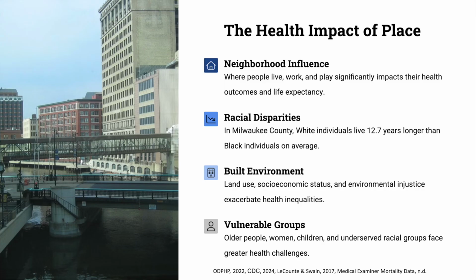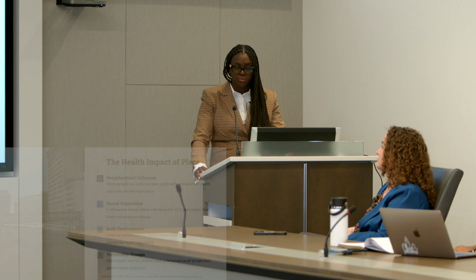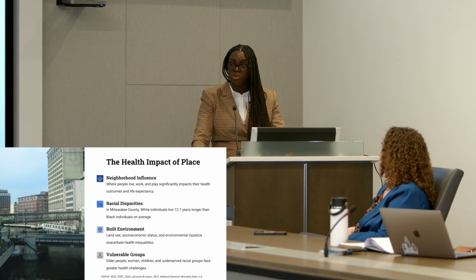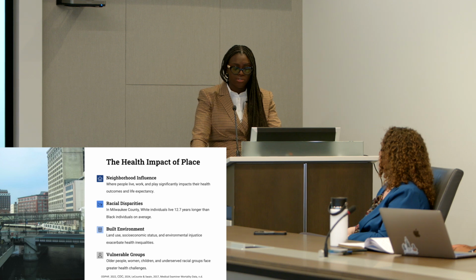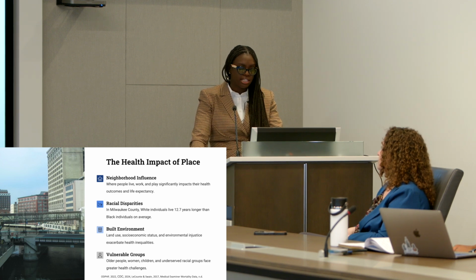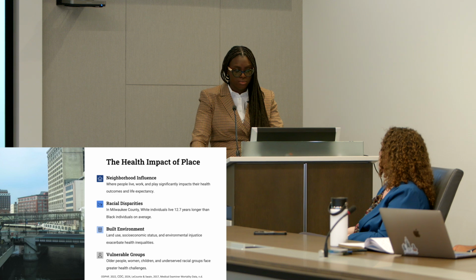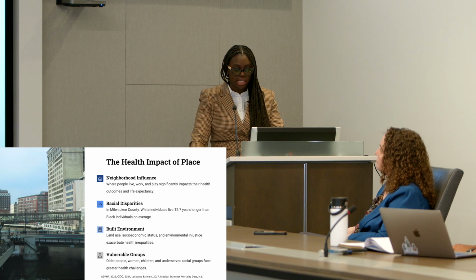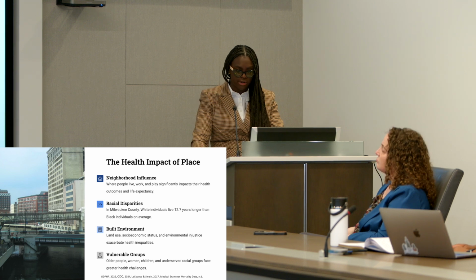Neighborhood conditions are significant determinants of health outcomes. The physical environment, housing quality, and access to essential services directly influence community health and life expectancy. In Milwaukee, for example, the life expectancy gap between white and Black individuals is 12.7 years. That reflects a profound racial health disparity that is tied to factors such as historical segregation and contemporary patterns of disinvestment in this community. These disparities are exacerbated by factors such as land use, socioeconomic status, and access to resources, which are often concentrated in disadvantaged areas.